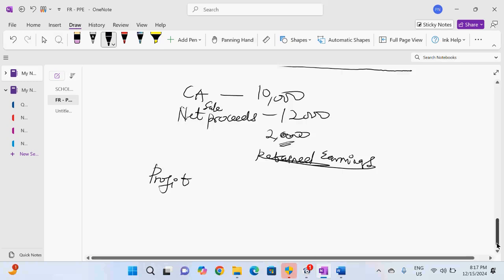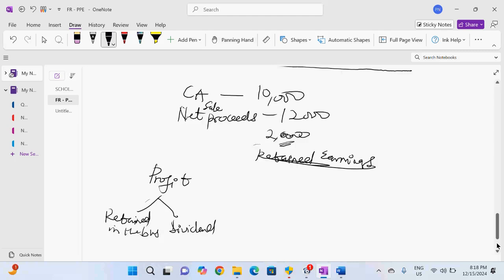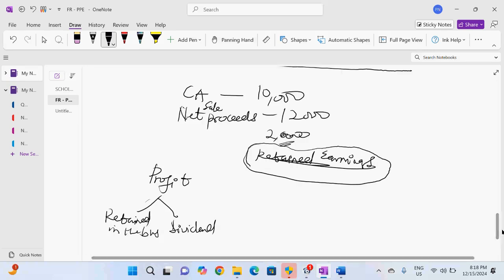Part of the profit that you make will be retained in the business, and part will be given out to shareholders as dividend. So the retained earnings is a cumulative profit. That is what I was saying. Do you get it now? Yes.